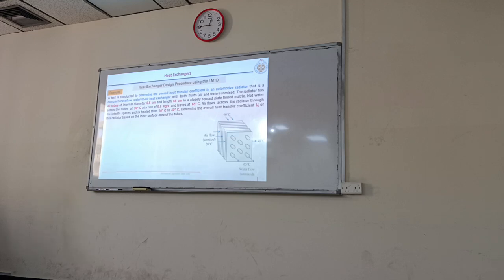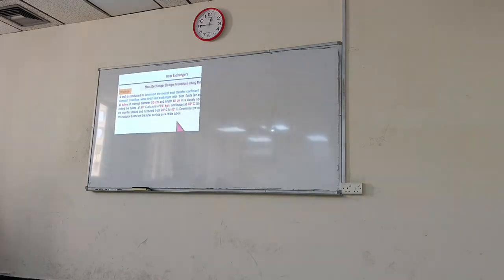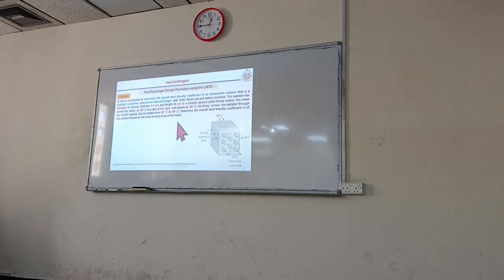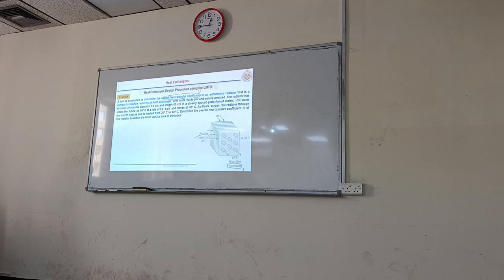So here we see a cross flow heat exchanger. A test is conducted to determine the overall heat transfer coefficient U in an automotive radiator. So here we see a radiator. A radiator is a cross flow heat exchanger and both fluids are unmixed. And they measured these temperatures. Air is entering at 20, leaving at 40. Water is entering at 90, leaving at 65.